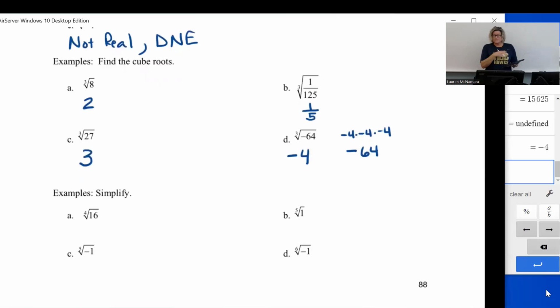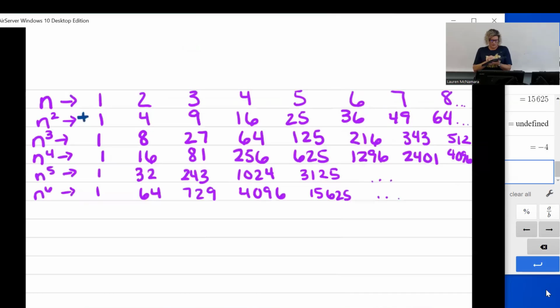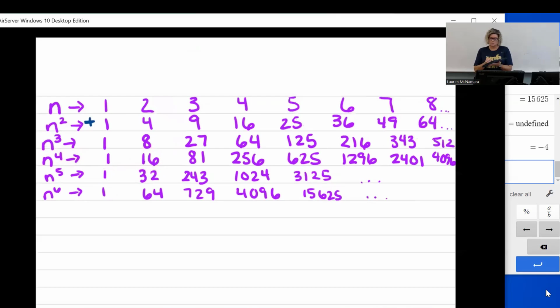All right, now here are some other numbers. The 4th root of 16. I can once again go on here, looking at my perfect fourths. 1, 16, here's my 16. My 4th root is then 2.